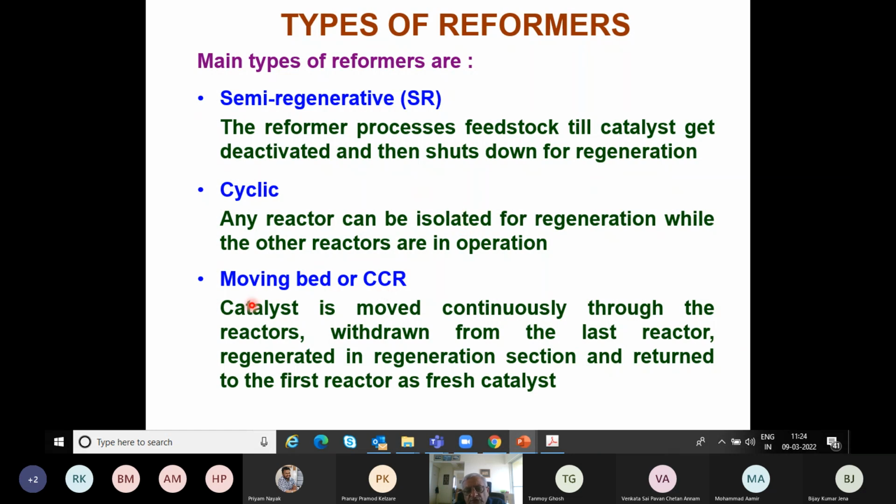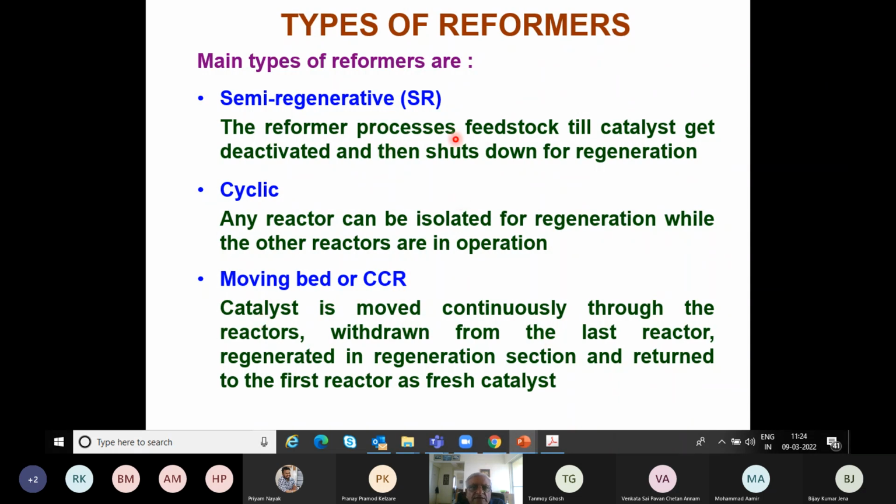The second is, of course, what we operate today. Any new modern reformer, either being built today or actually being operated today, is a moving bed, or what we call a continuous catalyst regeneration unit, or CCR. It is not a fixed bed unit. The semi-regenerative reformer is a fixed bed.